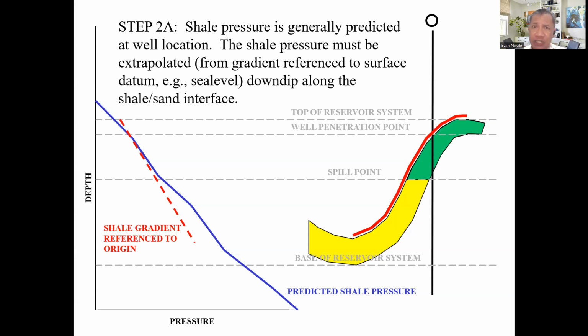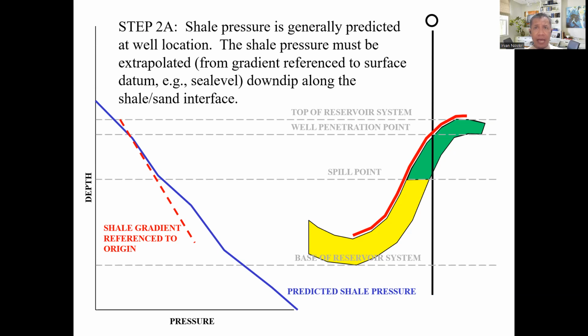The term predicted shale pressure, this is step number 2A, shows the estimation of the pressure exerted by shale rock at a specific well location. In the given context, this pressure is extrapolated from the gradient referenced to a surface datum such as sea level, then projected further down along the interface between the shale and sand layers.